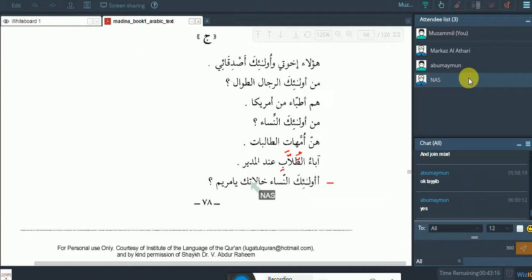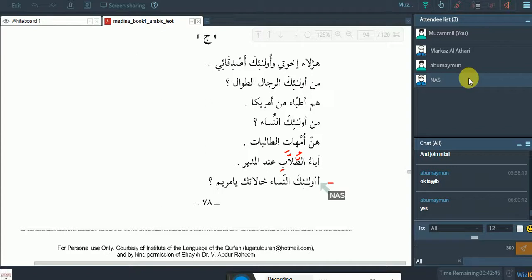And the ta, you've read it twice now. You've read it once with a dhamma and once with a kasra. So I have to ask you to choose one. Ahsant, barakallah. That's correct actually. Khalatuki. But I'm slightly concerned with the pronunciation here at the beginning. Let's go over that one again.